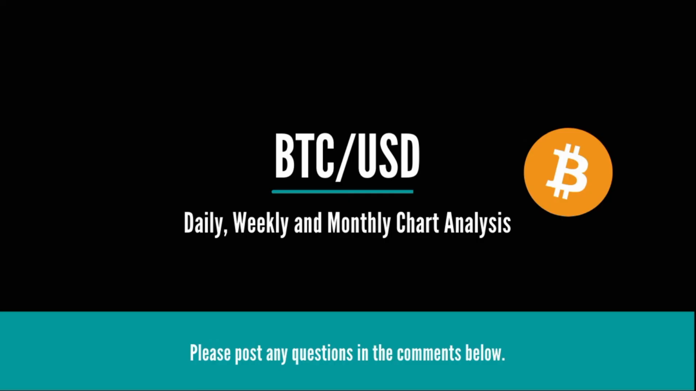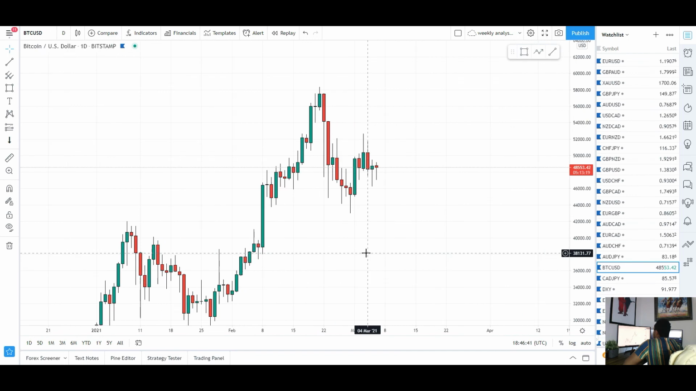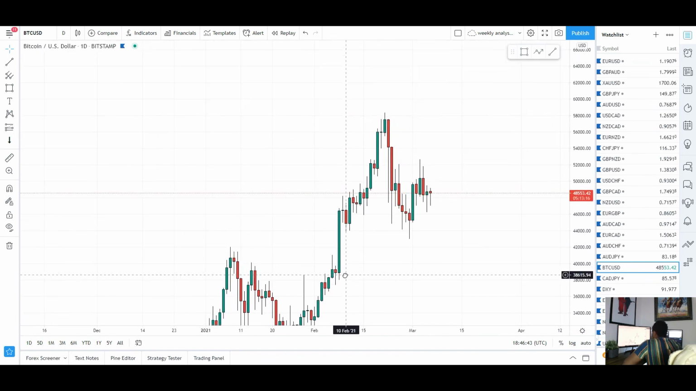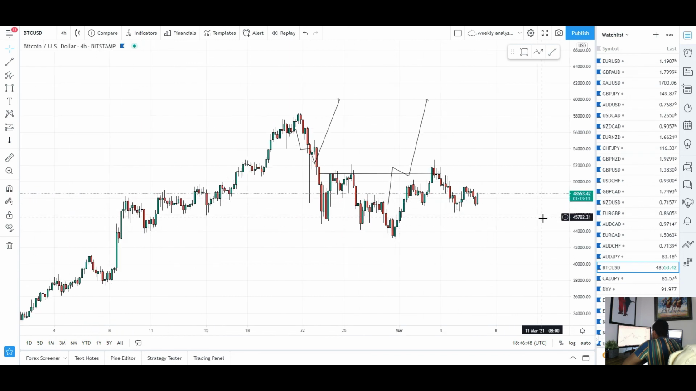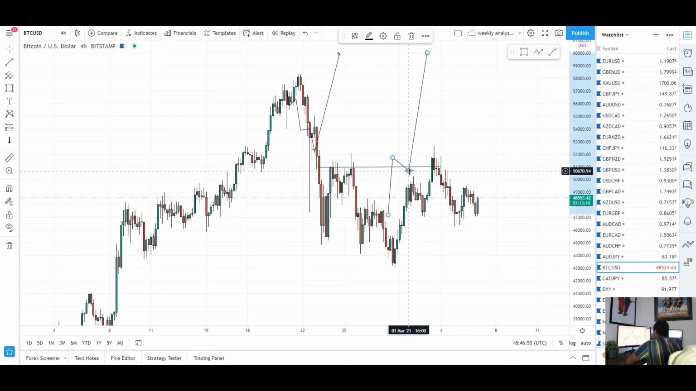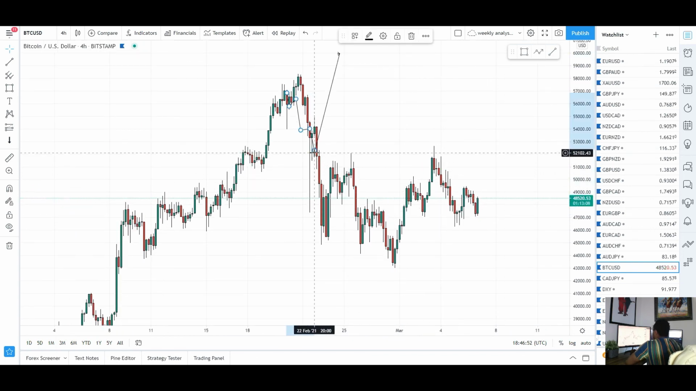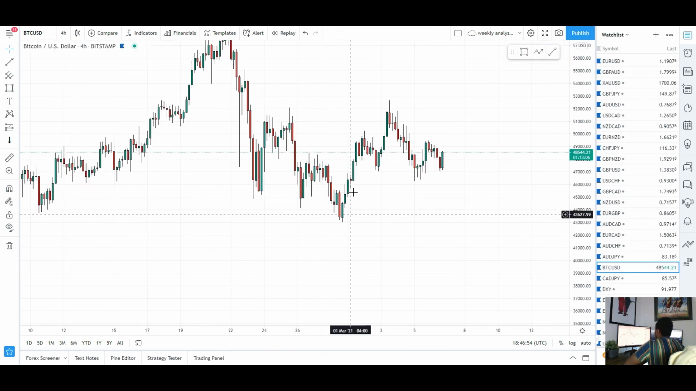And last but not least, we've got Bitcoin. Okay, so for Bitcoin this week, we didn't see too much happen in terms of direction, a lot of sideways movement. If I jump to the 4 hourly, actually, you can see we have a lot of sideways movement here in the market. So let's clear the chart for a second.